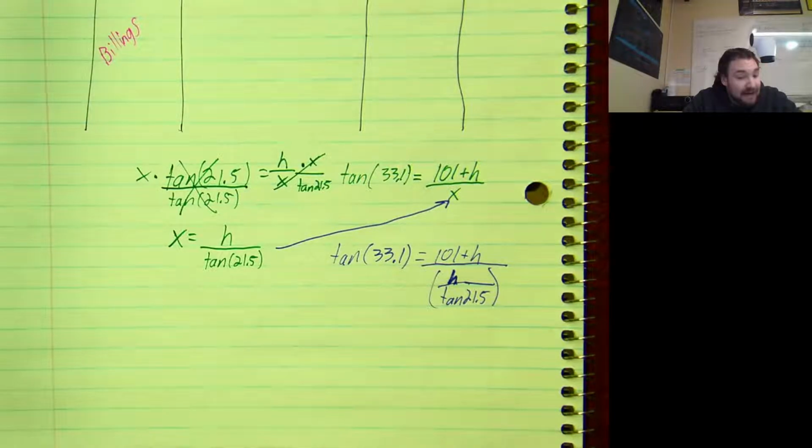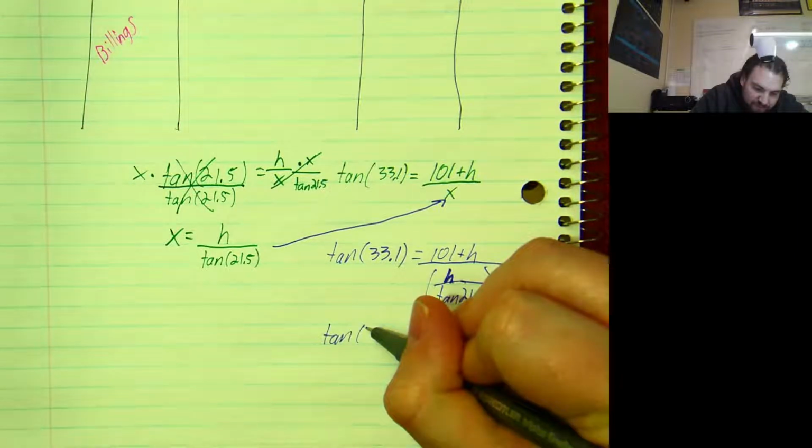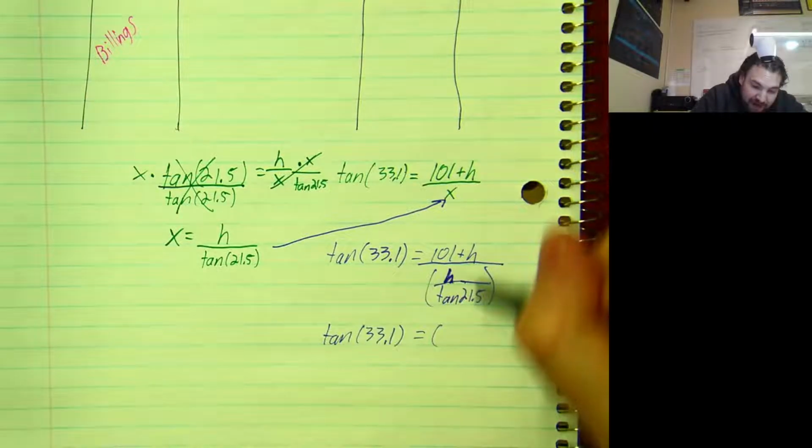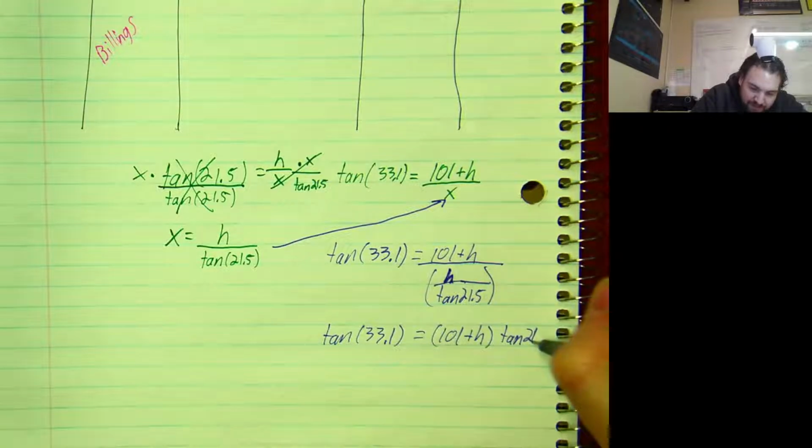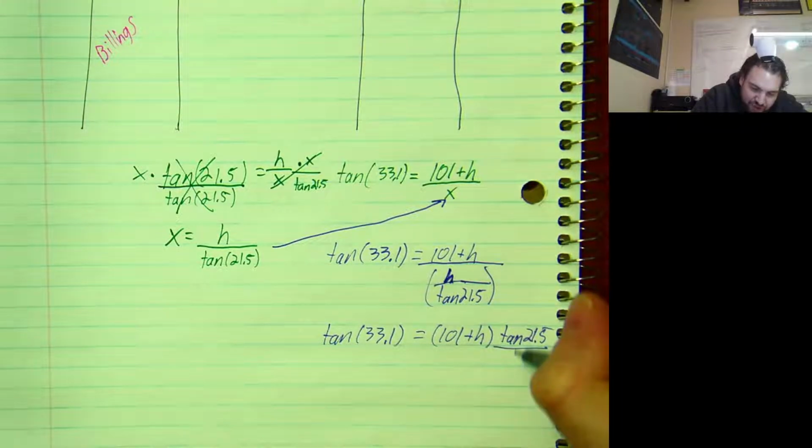Yeah, dividing by this fraction is awful. So we're going to multiply by the reciprocal of that fraction. So I'm going to get tan of 33.1 equals, I'm going to put the top in brackets, 101 plus h times tan of 21.5 over h. Believe it or not, this is better.